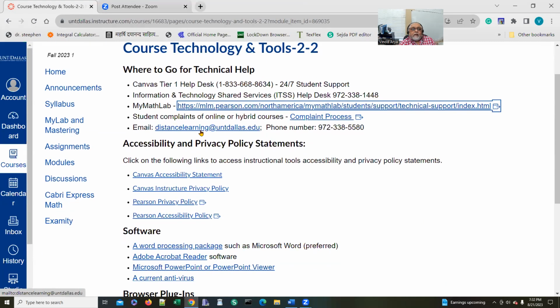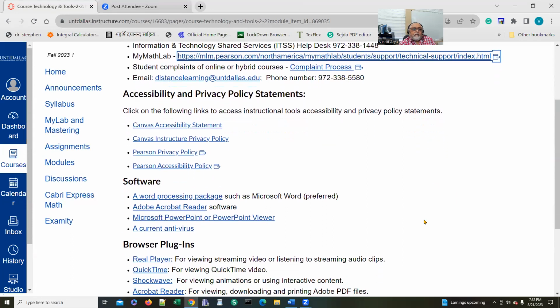And this is distance learning. We have seen this. This is where you will tell them any difficulties with the Canvas layout of the course or integration of MyMathLab and anything pertaining to the running of the Canvas program.